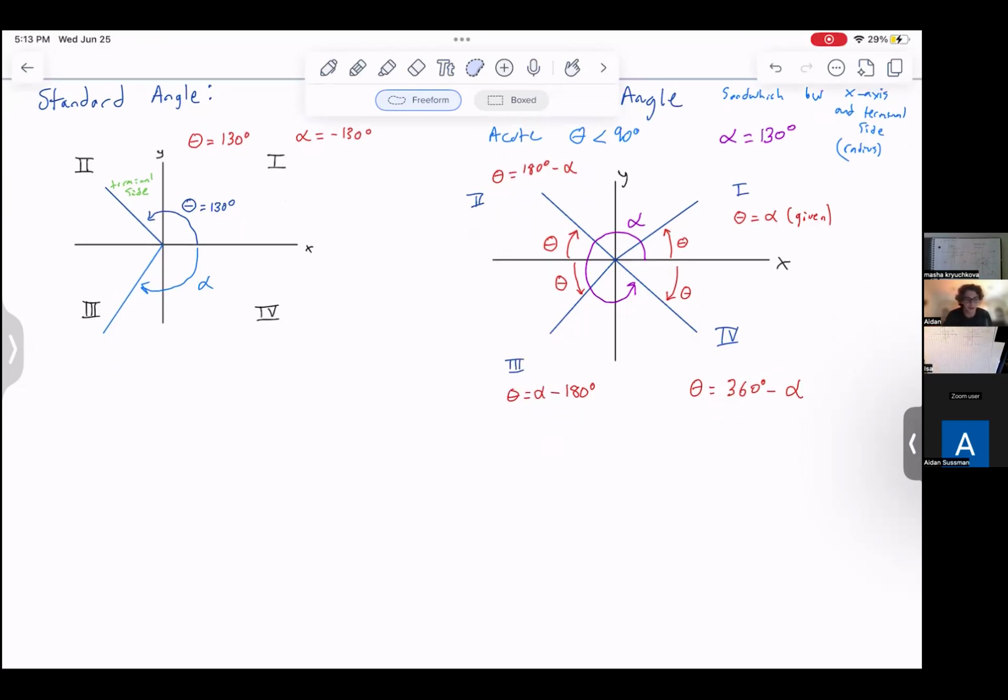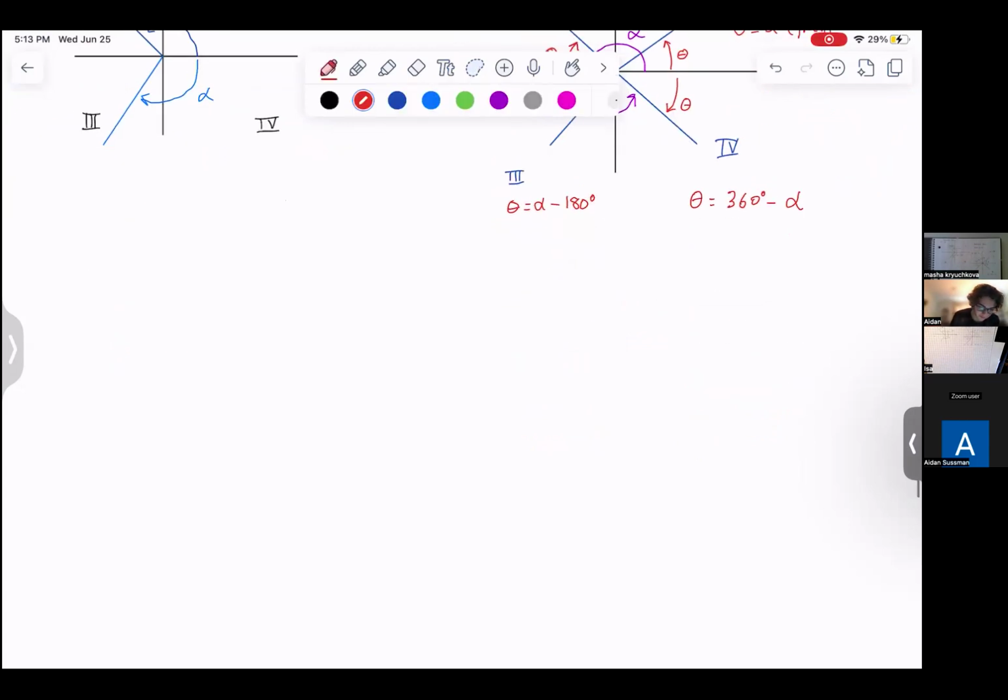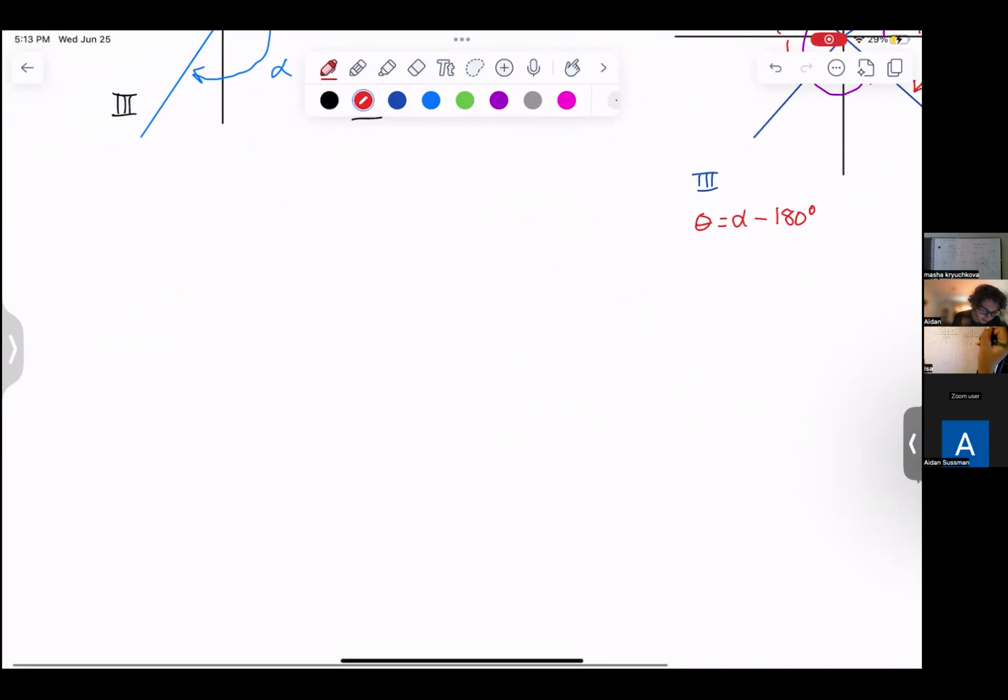Okay, so write that down and let's actually look at an example of the first section we're going to talk about today. Section 1 is all about sketching reference angles.